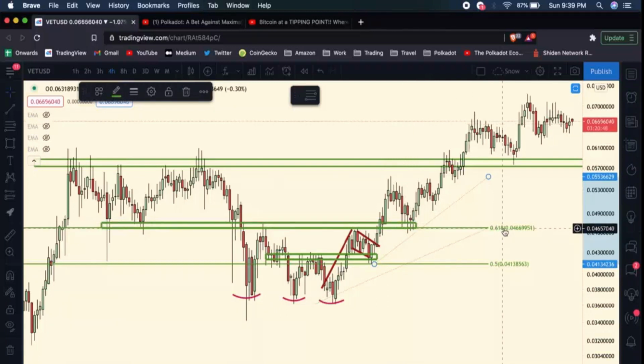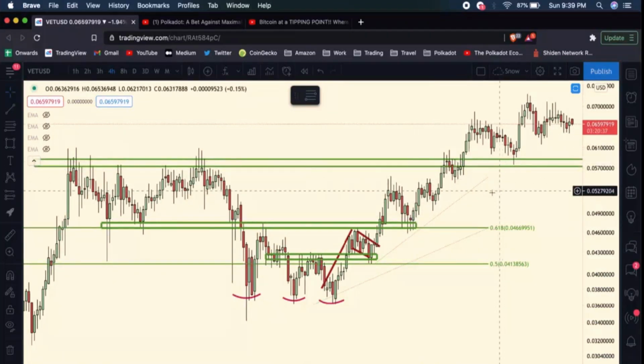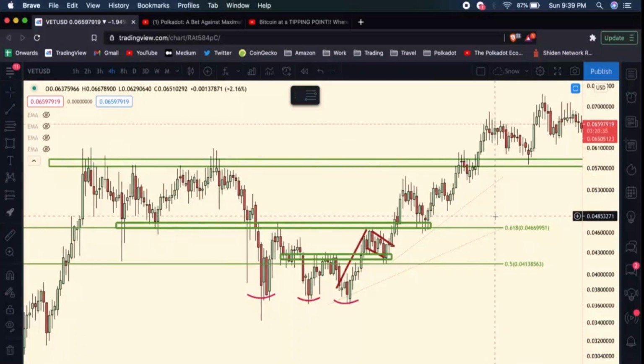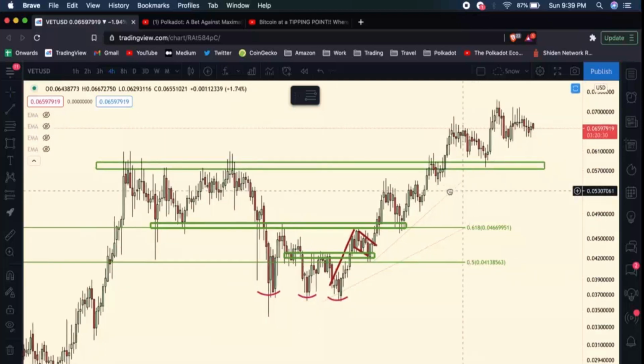We got a 618 golden ratio bounce. We printed a hammer candle here, so this is bullish. Even more, we printed a bullish engulfing candle right after that. So all good opportunities to get involved, right? And that's how it works, guys. Fibonacci retracement levels, right? And you can do this over and over and over again.